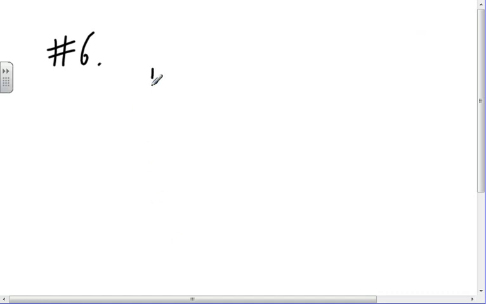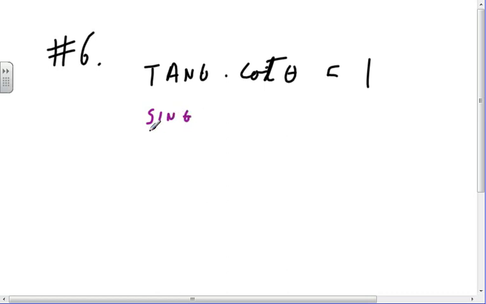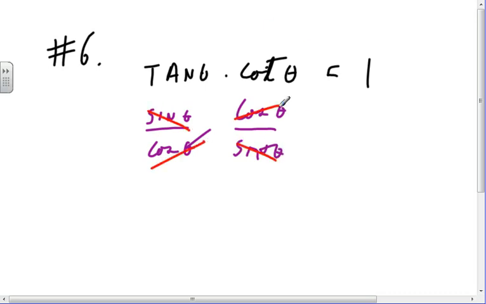Okay, number 6. The tangent of theta times the cotangent of theta, we're supposed to show that that's 1. Well, of course it's 1. One's a reciprocal of the other. But we're supposed to change this to sine theta over cosine theta times cosine theta over sine theta, and then take out our red marker and cross out the sines, cross out the cosines. 1 is equal to 1, check.